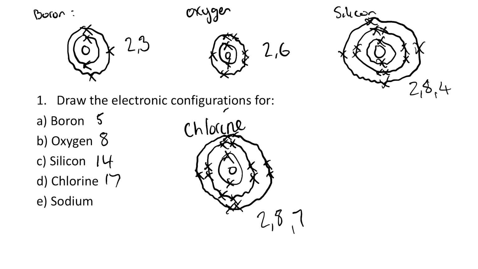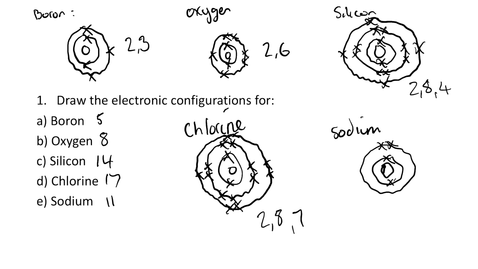And finally, we've got sodium, which has a proton number of 11. So 2 in the first row, as ever. That leaves us with 9 left. Well, then you can fit 8 of those in the next shell. So 1, 2, 3, 4, 5, 6, 7, 8. So we've done 10. That leaves us with 1 more. So with 1 more in that last shell, it's 2, 8, and 1.